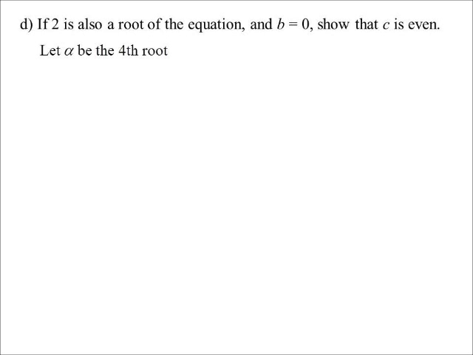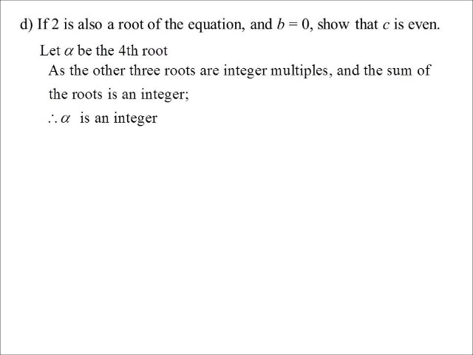So that fourth root I don't know, I'm just going to call it alpha. The other 3 roots are integer multiples, because k was an integer, remember. So when we multiply the 3 roots together, 2, ki, minus ki, it's going to be an integer, a whole number. And the sum of the roots is also an integer. So therefore the fourth root must be an integer. Because if the other 3 roots are all integers, add them together and I get an integer, then the fourth one must have been an integer as well in order to keep it that way. So I know alpha is going to be an integer.